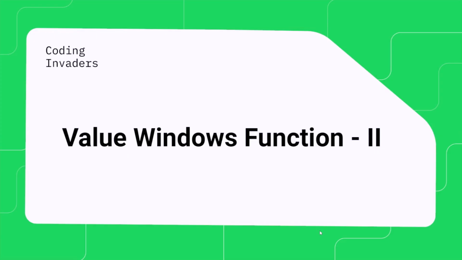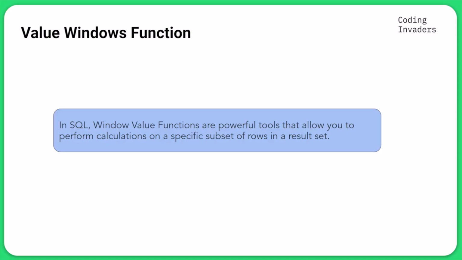Hello and welcome to part 2 of value window function. In this video, we will learn about the two functions, which are first value and last value. A quick refresher: value window functions are used to perform calculations on a specific subset of rows. We can compare the current row with any specific row.